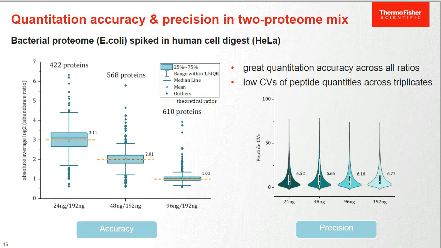In this slide, I am showing the observed protein ratios for E. coli proteins spiked into HeLa digest. The dashed orange line indicates theoretical log ratios, which are at 3, 2, and 1. As you can clearly see, the observed ratios are pretty close to the expected ratios with very close spreads. The outliers are very few. The right-hand panel shows the observed coefficient of variation of peptide ratio measurements across different ratios. The percent CV was observed to be less than 7%. Having low CV values is one of the important factors in accurate and precise quantitation.